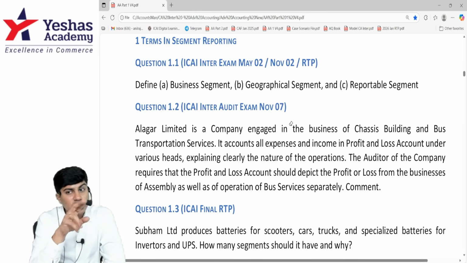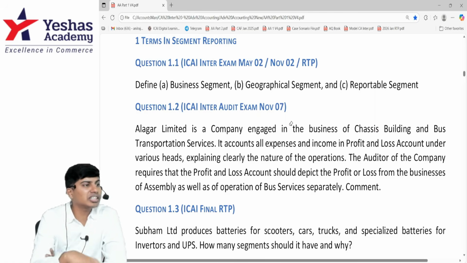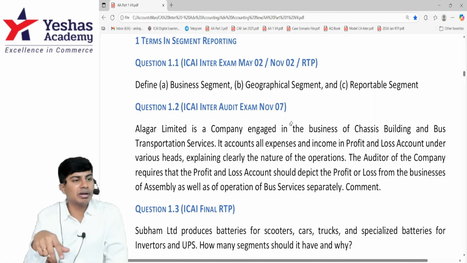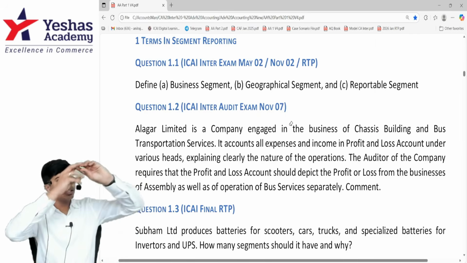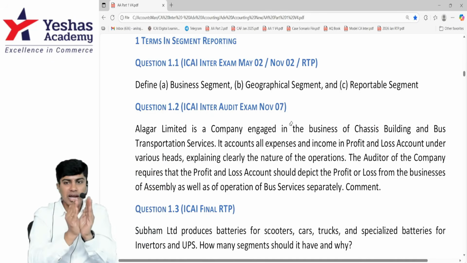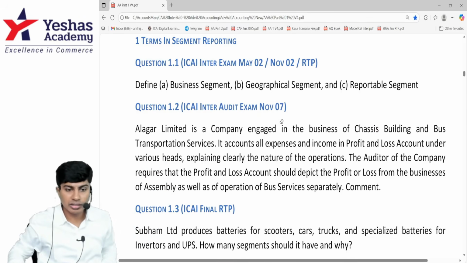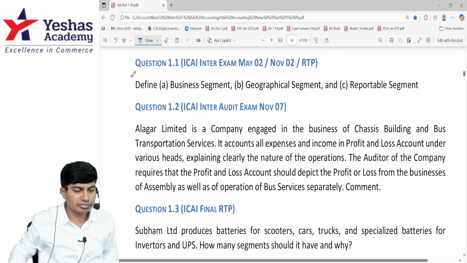Because previously there used to be two papers of accounts, 100 marks, 100 marks. Accounting group 1, 100 marks. Advanced accounting group 2, 100 marks. Now both of them have become together 100 marks. So there is so much to ask for such few marks that many things will get skipped. Are you getting it? Did you understand 1.1?